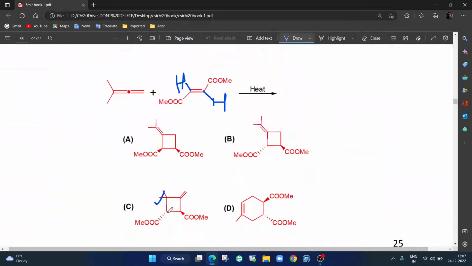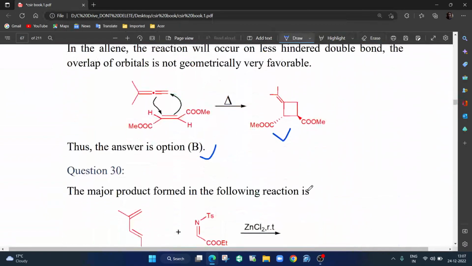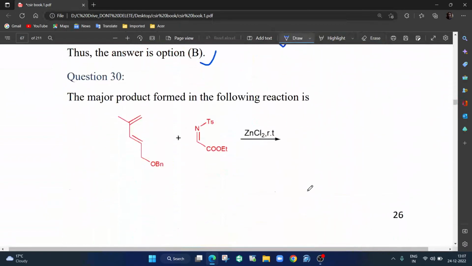Oh, okay, I did not see this, but yes, this also was trans, so option B. Next question: the major product formed in the following reaction is... now, this is a simple reaction. This is of course a 4 plus 2 addition, a pericyclic reaction, a cycloaddition. The only thing it is asking about is the stereochemistry and the regioselectivity.